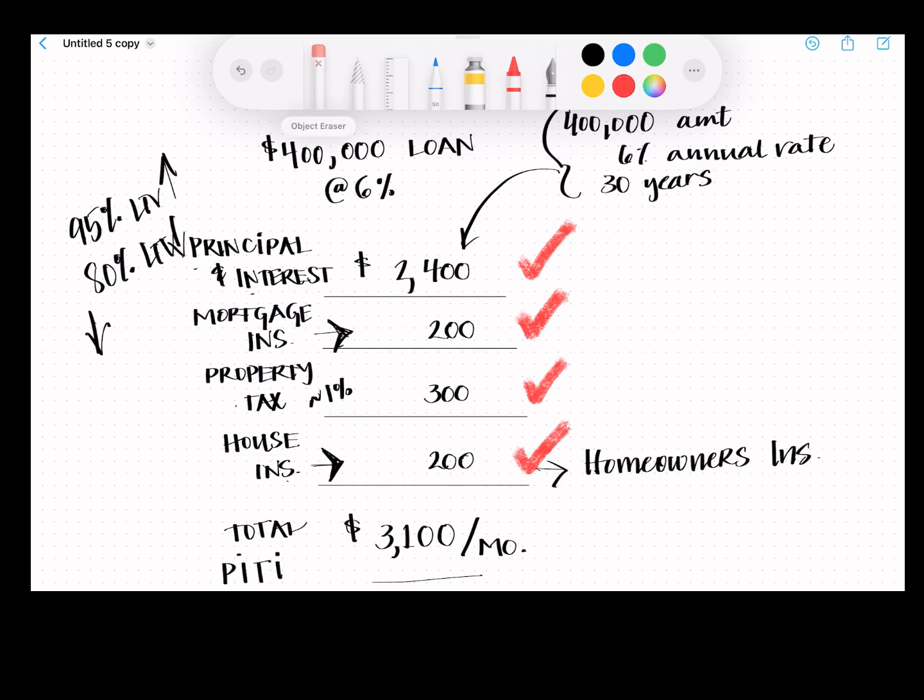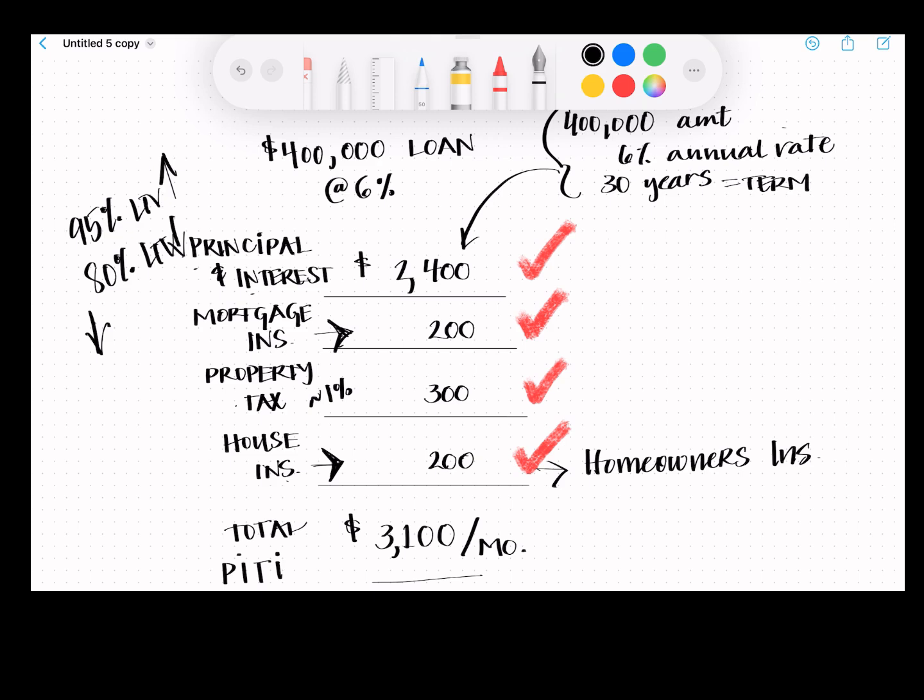Before we add them up, we have principal and interest, which is a result of taking that loan amount. Using a loan calculator, you're going to plug in the original loan amount, plug in the interest rate and a term of 30 years. That's the most typical. And then you're going to get your principal and interest payment.